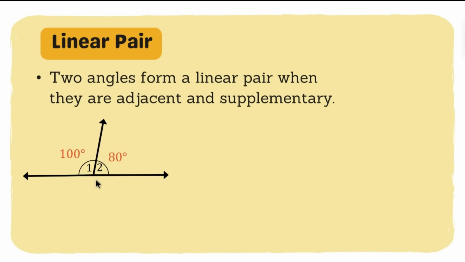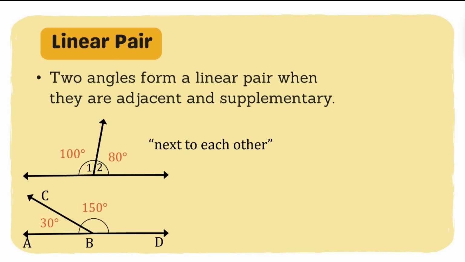Okay? And as you can see, these two are examples of adjacent angles. Merong common vertex, common side, and hindi sila nag-overlap. In other words, we can call this next to each other. Another, here, we have 30 degrees and then 150 degrees.